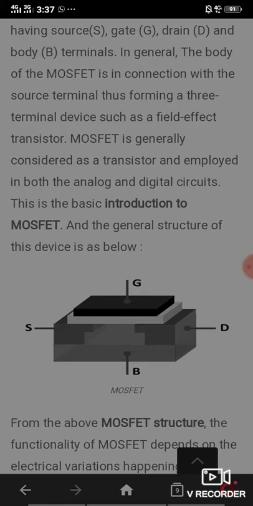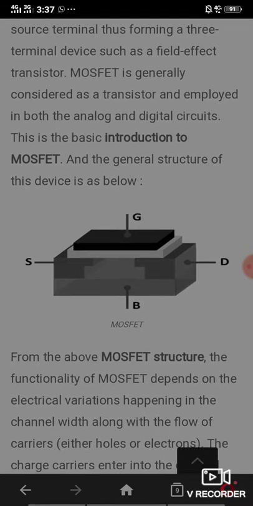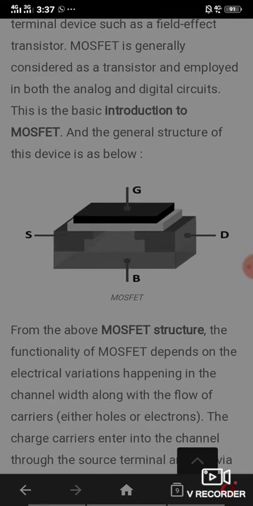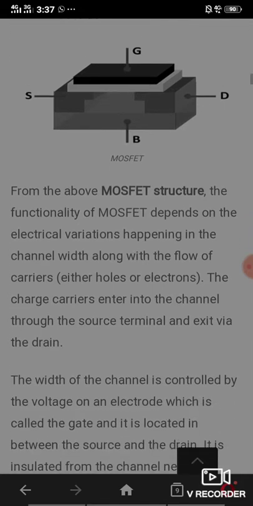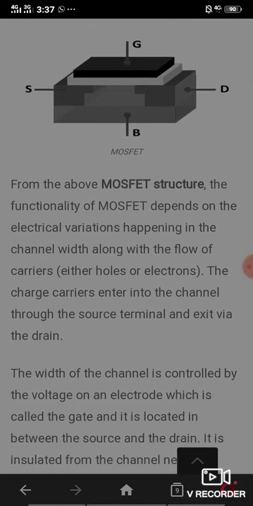Gate, drain, source, body. From the above MOSFET structure, the functionality of the MOSFET depends on the electrical variations happening in the channel along with the flow of carriers, holes or electrons. The charged carriers enter into the channel through the source terminal and exit via the drain. The width of the channel is controlled by the voltage on the electrode, which is called the gate.